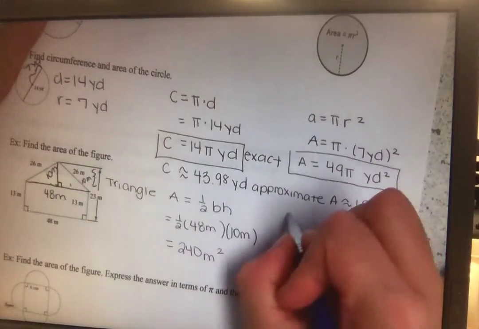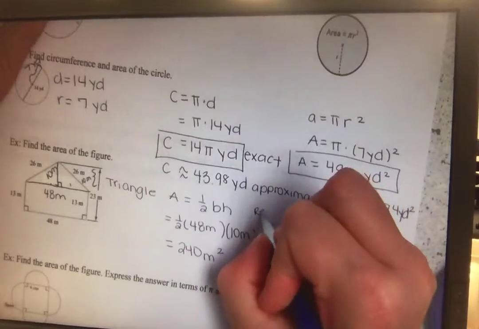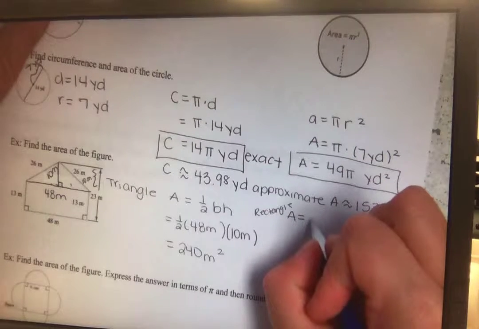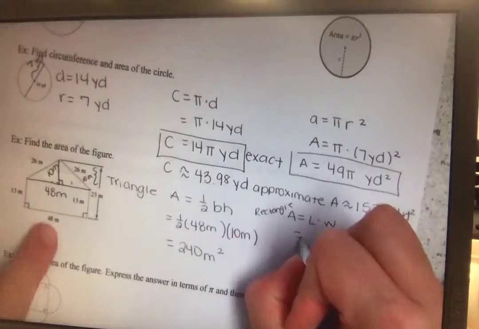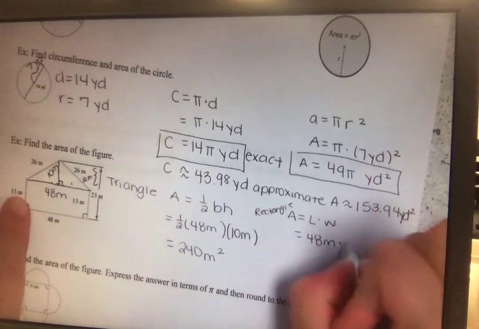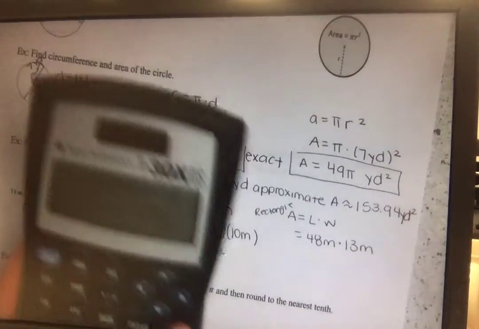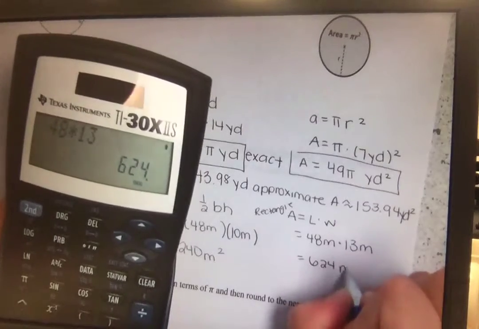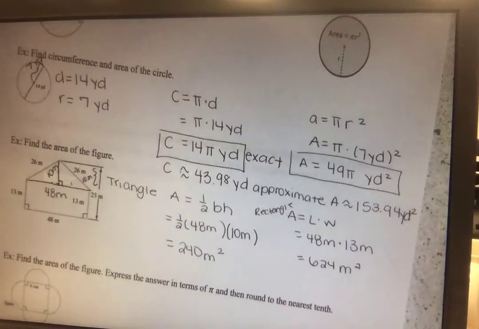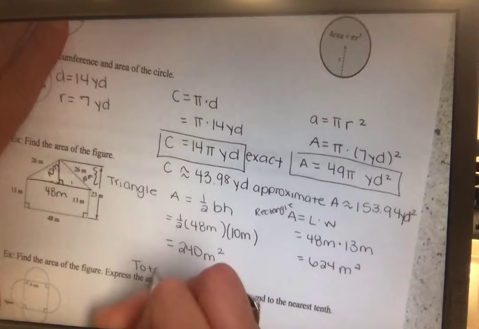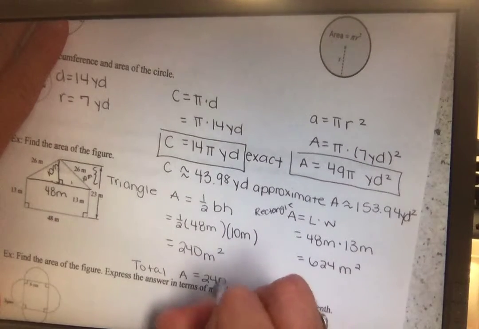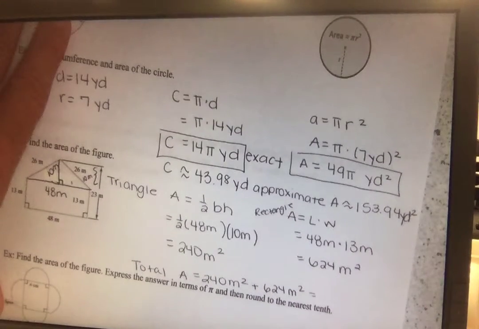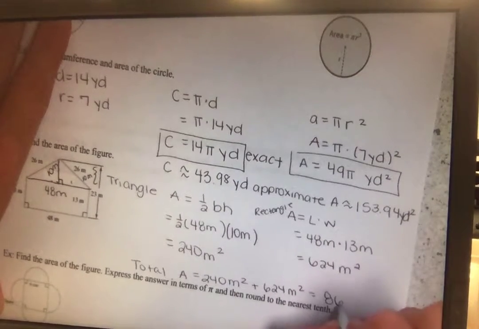Now area of the rectangle. Is length times width, or base times height, either way. Our length is 48 meters. Our width is 13 meters. Multiplying those two together will give us 624 meters squared. So then now to find our total area, we can add these two together. And we will get our total of 864 meters squared.